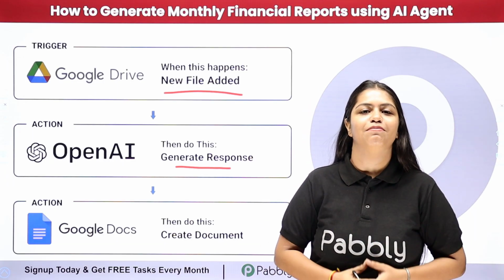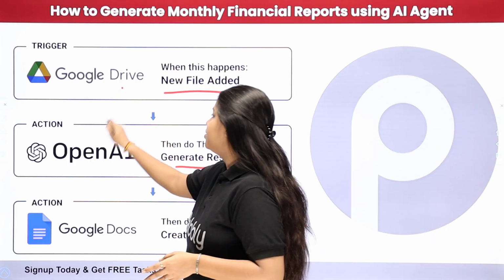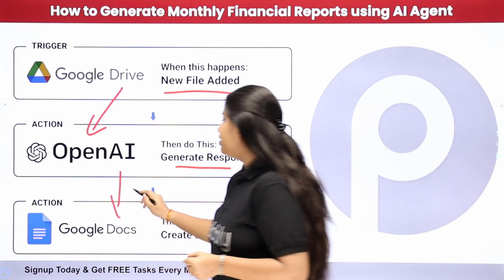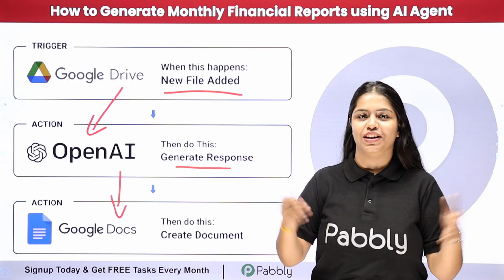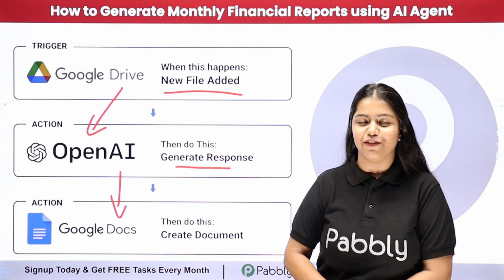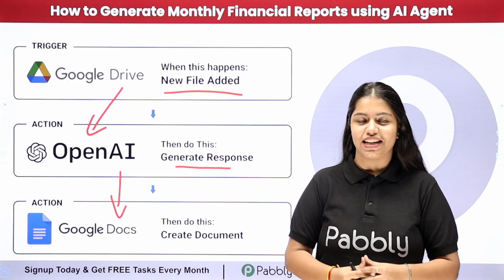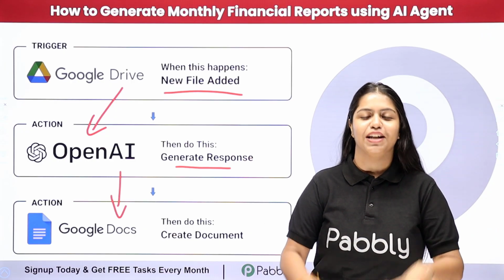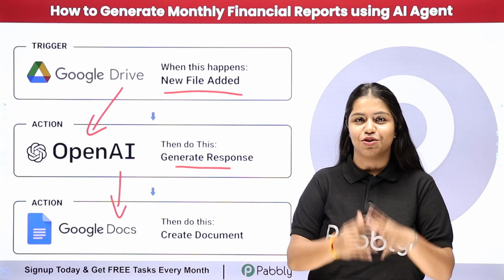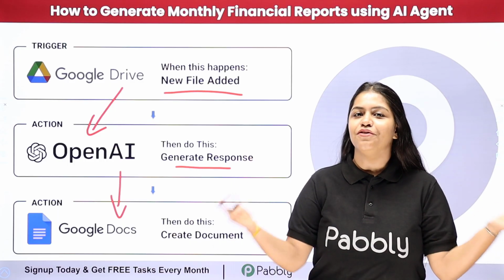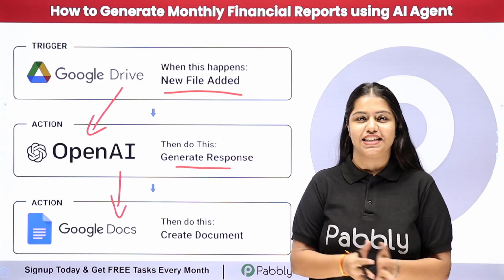So to do this, we are simply going to create a connection between Google Drive, OpenAI and Google Doc. And to create this connection without knowing any programming or coding language, we are going to use Pabbly Connect. It is an amazing automation software. So if you also want to create this automation for your own business, then you have to come with me towards my screen.